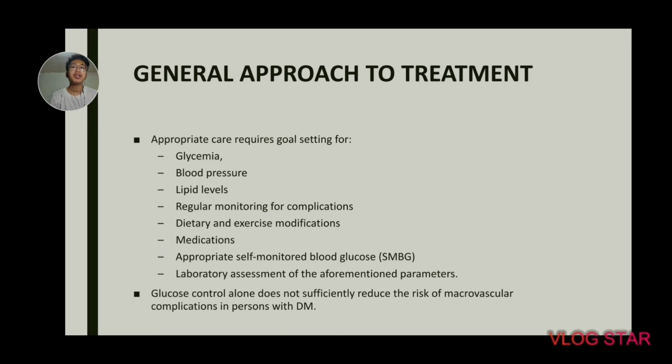So what is the general approach to treatment? Appropriate care requires goal setting for glycemia. You have to treat the glycemia, blood pressure, and lipid levels, with regular monitoring of complications, dietary and exercise modifications, medication, appropriate self-monitoring of blood glucose, and laboratory assessment of the aforementioned parameters. Glucose control alone does not sufficiently reduce the risk of macrovascular complications in persons with DM.